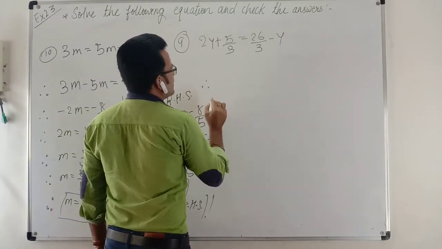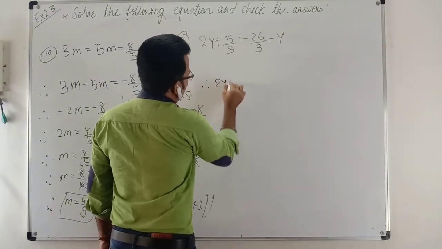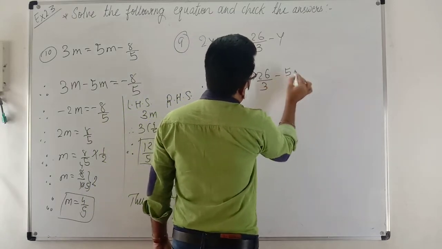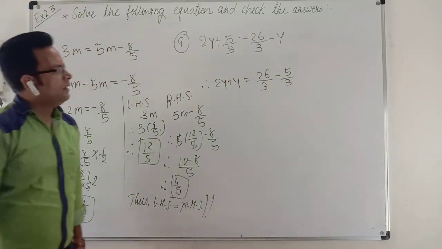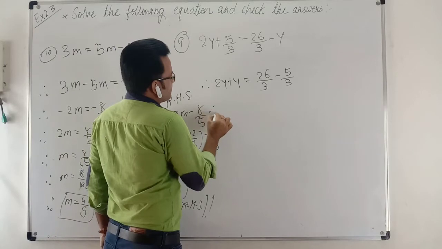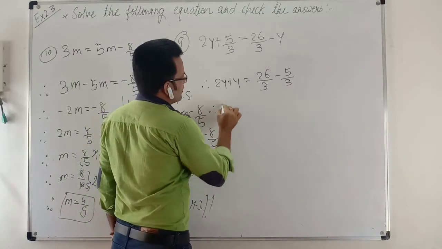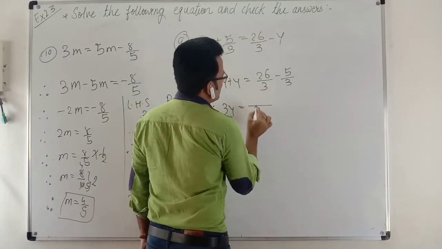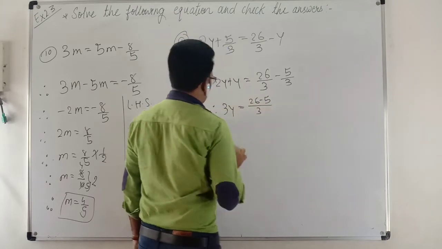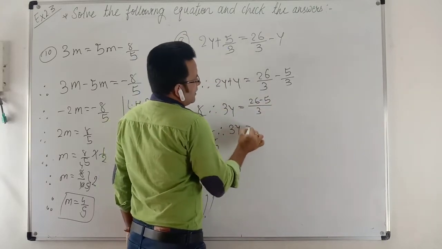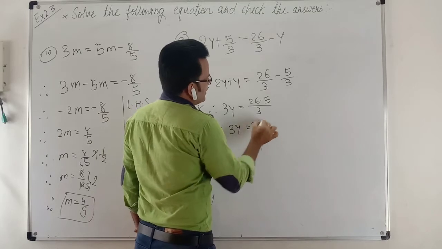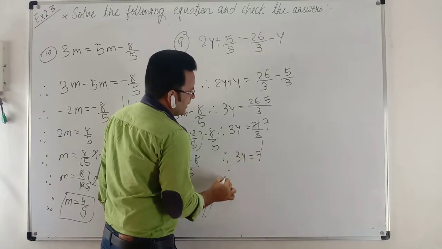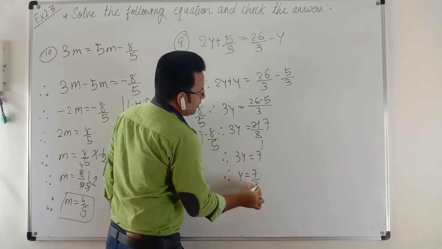So, first of all, 2y plus y is equal to 26 upon 3 minus 5 upon 3, as plus 5 upon 3 becomes minus. Now, 2y plus y means 2 plus 1, that is 3y. Here your denominator is the same, so take it common, 26 minus 5. Therefore, 3y is equal to 21 upon 3. 3 ones are 3, 3 sevens are 21. Therefore, 3y is equal to 7, and therefore y is equal to 7 upon 3.